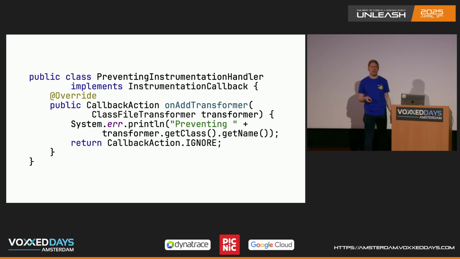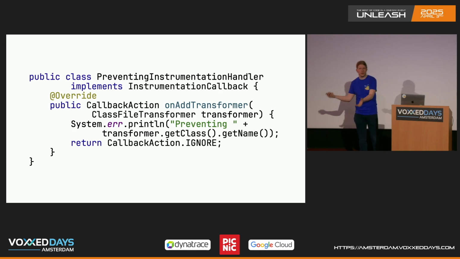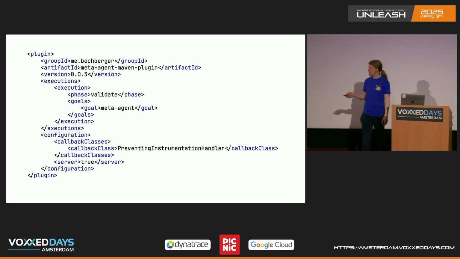This is a way where you can make sure that the user doesn't use any transformers that you don't agree with. Of course, not against malicious ones, because as I said, you can use reflection and everything to get rid of this, but it essentially allows you to make sure there's no Mockito, for example, sneaking into production. That's pretty nice. And you can easily use it with my plugin, which is on Maven Central, where you just give it a callback class.